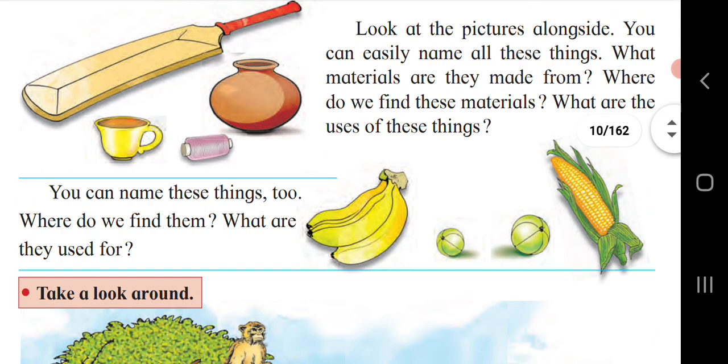If you compare these two things, in the first picture, the bat, cup, thread and pot, they are man-made materials. By using the natural products, these all products are made. And here the banana, amla and corn, these things we get directly from the nature.